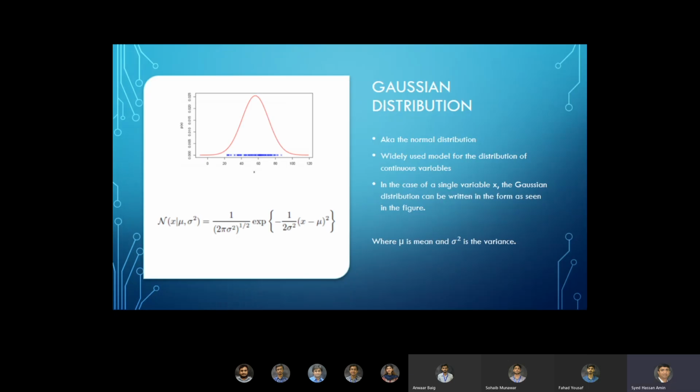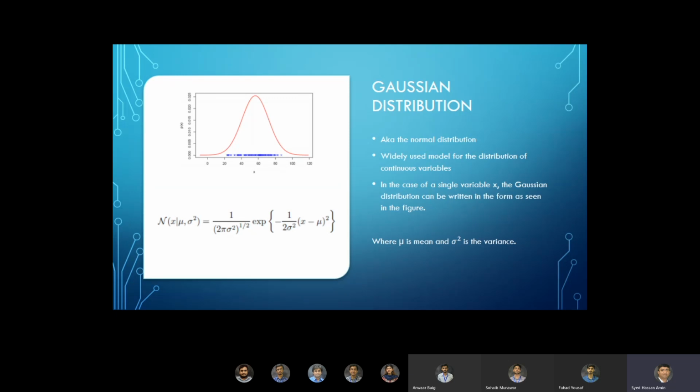Let's look at the Gaussian distribution, which is also referred to as normal distribution. That's another tool that we use for calculating probability of an event. It is widely used to model distribution of a continuous variable. In case of a single variable x, the Gaussian distribution can be written as N of x given mean mu and variance sigma square, equal to 1 over the square root of 2 pi sigma square, times e raised to the power of the exponent term.